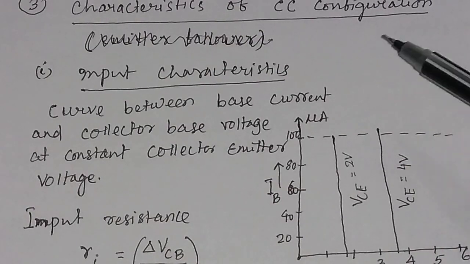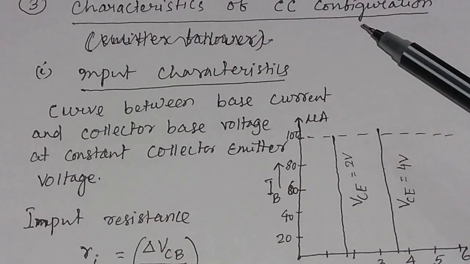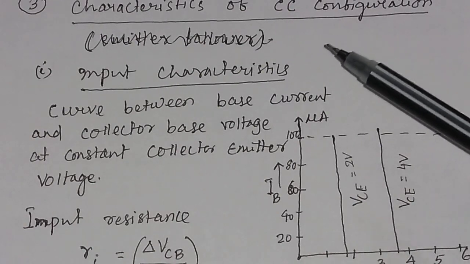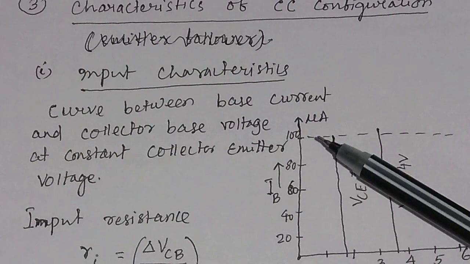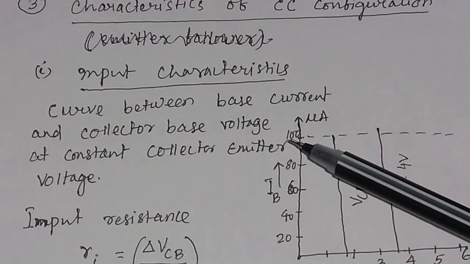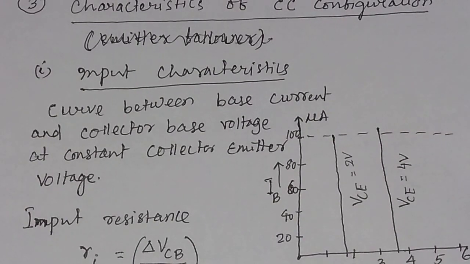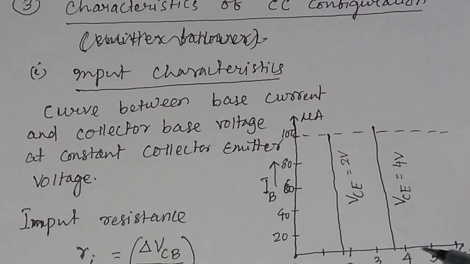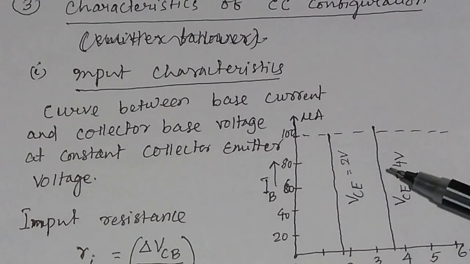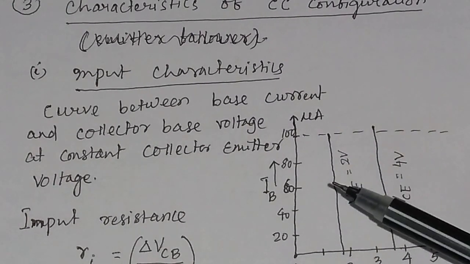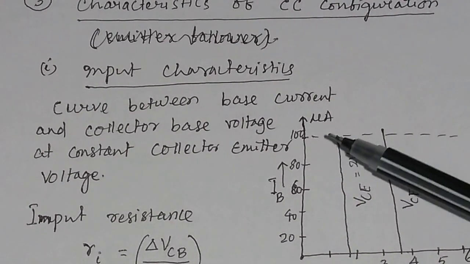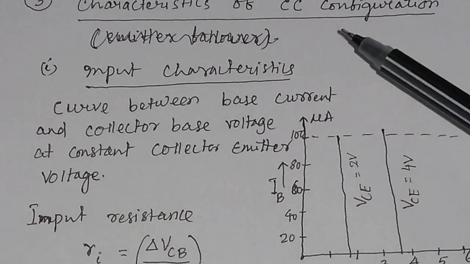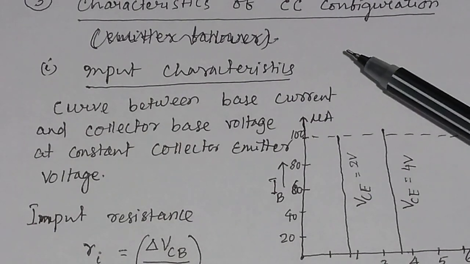The third characteristics is the common collector configuration of the transistor. In common collector configuration, you also have two characteristics: input, output, and your current transfer characteristics. And here the current transfer characteristic is gamma. Now let us discuss the input characteristics and output characteristics of the transistor in common collector configuration.